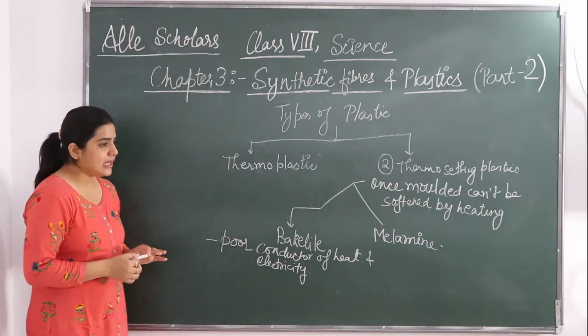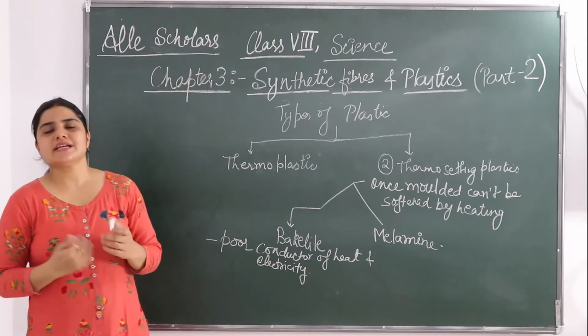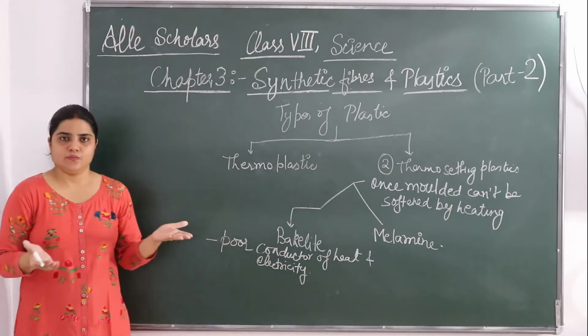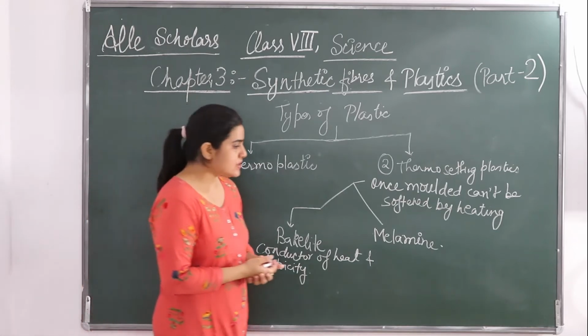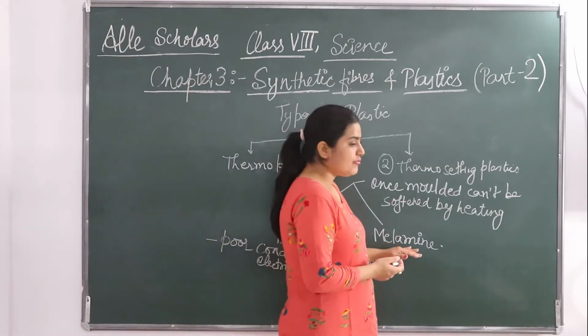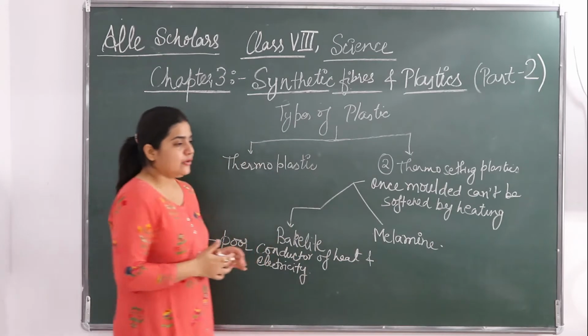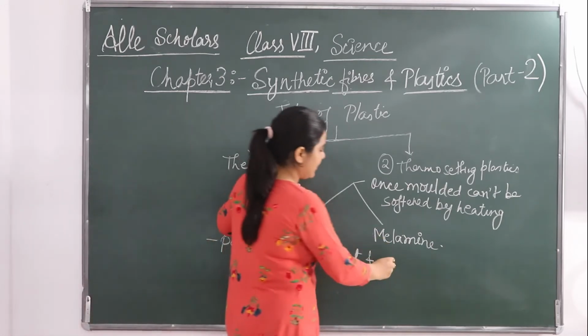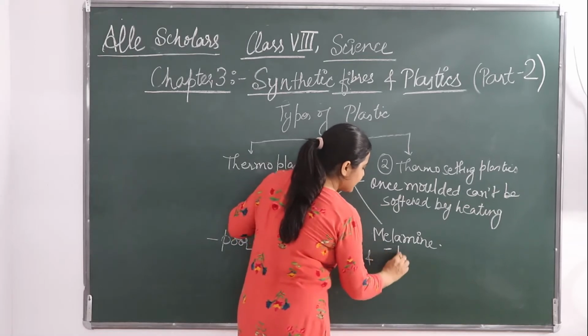Next one is the melamine. Melamine is a versatile material. It means it is used in many forms, in many ways. It is fire resistant and can tolerate heat better than any other plastic. Okay, so what is melamine? Heat resistant.